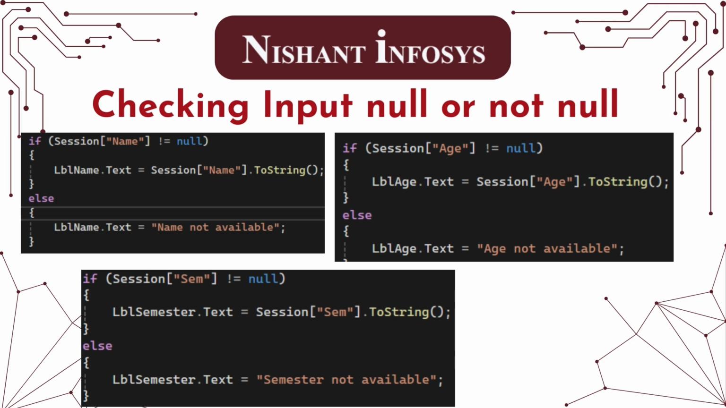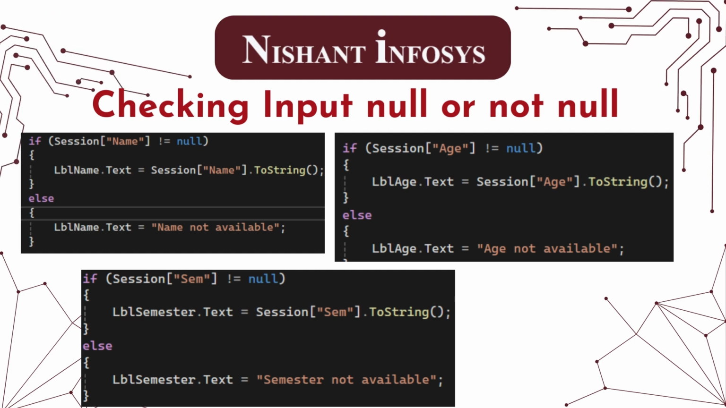If any of the session variables are null, i.e., not set, it displays a default message such as name not available, age not available, or semester not available in the corresponding label. This ensures that if the session data is missing, the labels will still display a meaningful message to the user.